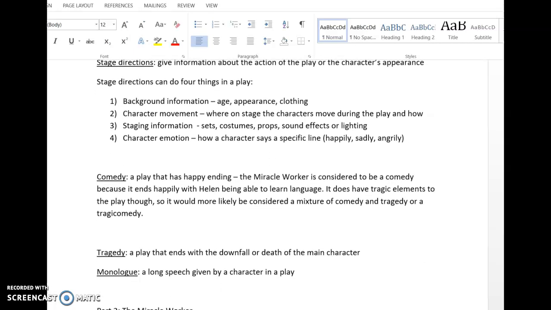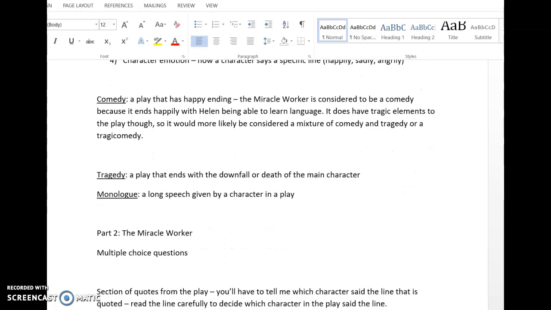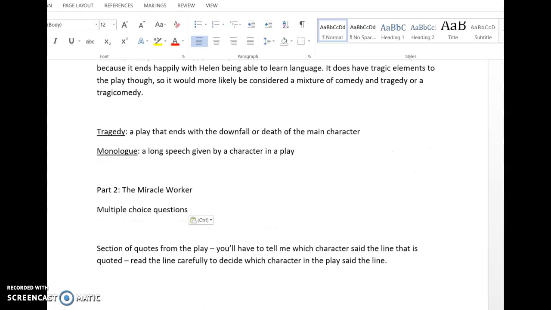Alright, tragedy is the other type of play. A play that ends with the downfall or death of the main character. This play obviously is not a tragedy because Helen doesn't die, and Annie Sullivan doesn't die either.